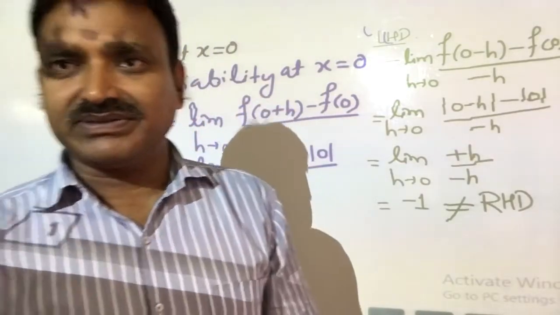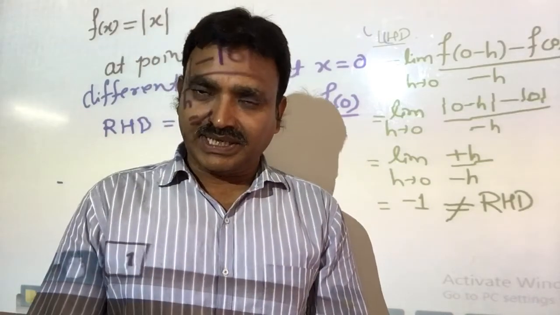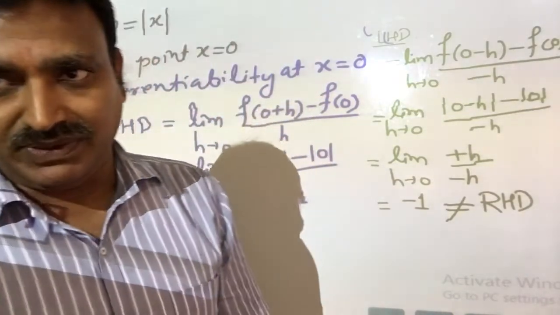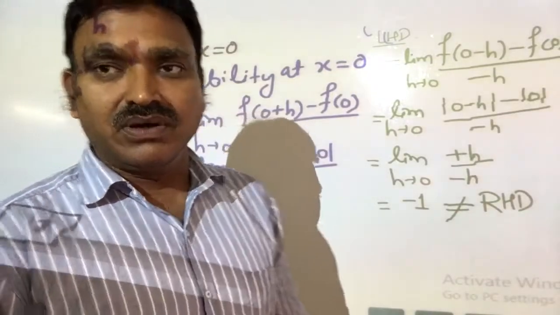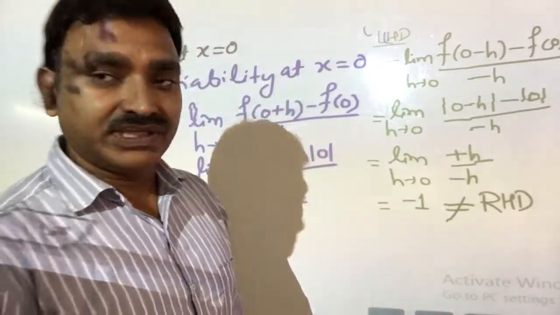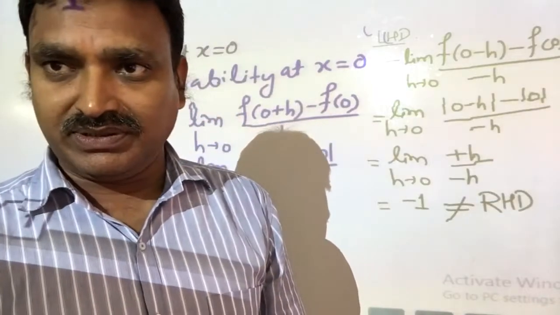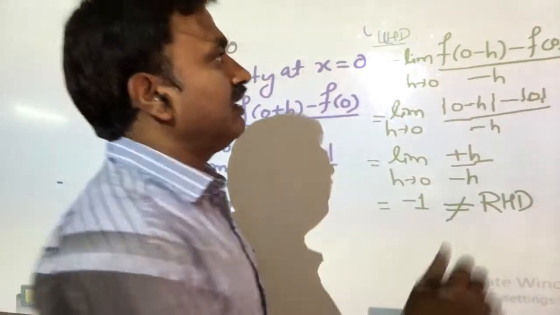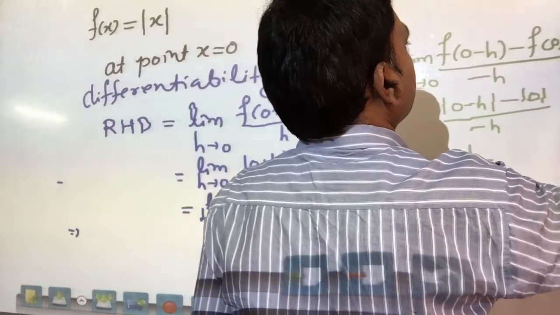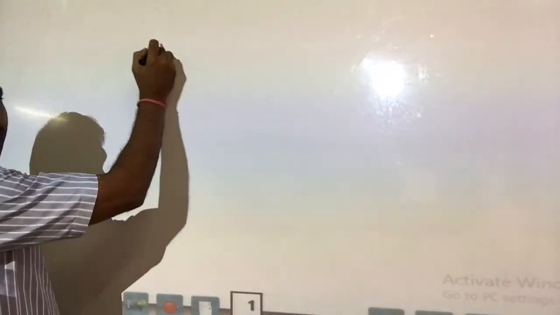So many functions may exist which are continuous at a point but not differentiable at that point. This is also a very good example of a function which is continuous but not differentiable at a point. So I will write 1, 2, 3 more examples, and you will check the differentiability and continuity of these functions at the point.